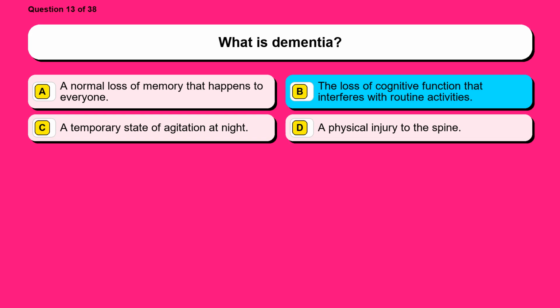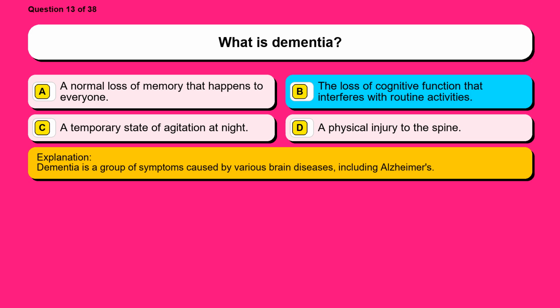The correct answer is option B. The loss of cognitive function that interferes with routine activities. Dementia is a group of symptoms caused by various brain diseases, including Alzheimer's.